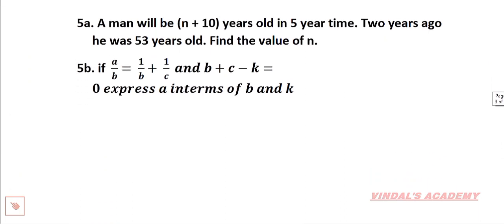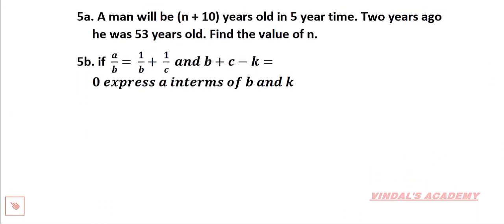And the final question on this segment is this: a man will be n plus 10 years old in 5 years' time. 2 years ago he was 53 years old. Find the value of n. This is A. You see, this question is very technical to me. There is no way we'll find what somebody will be in 5 years without finding what he is now.